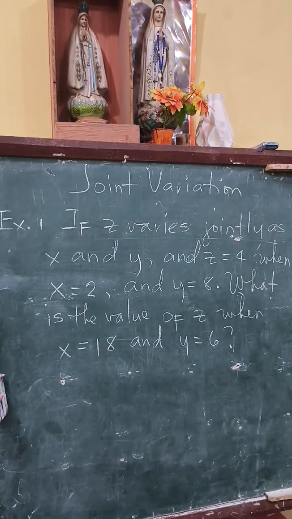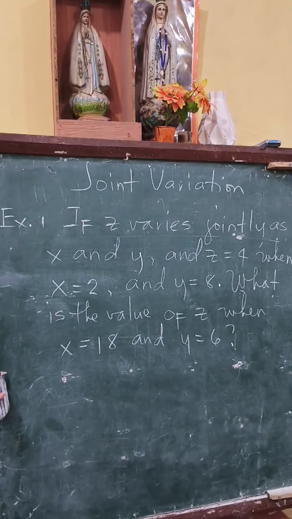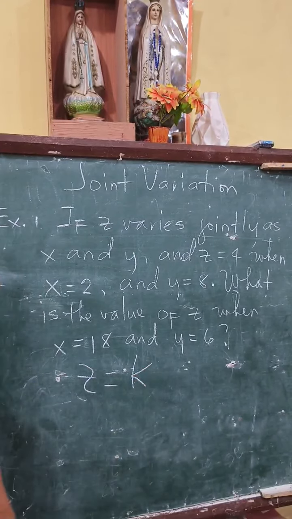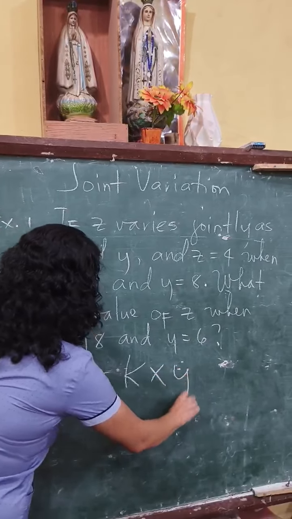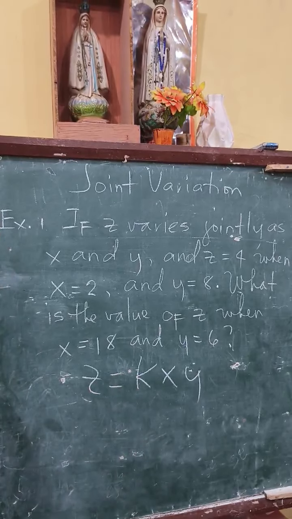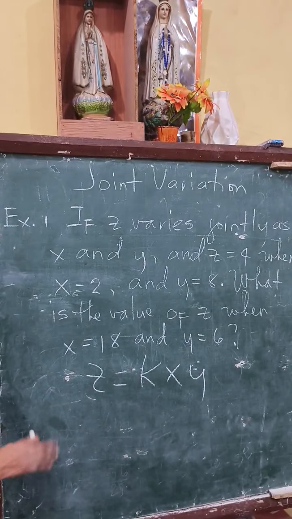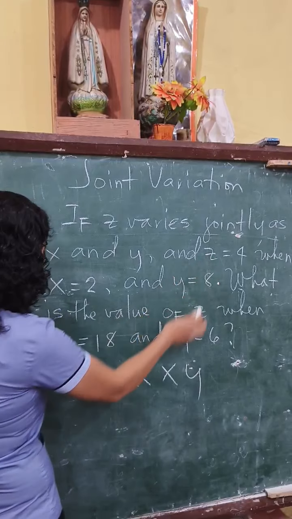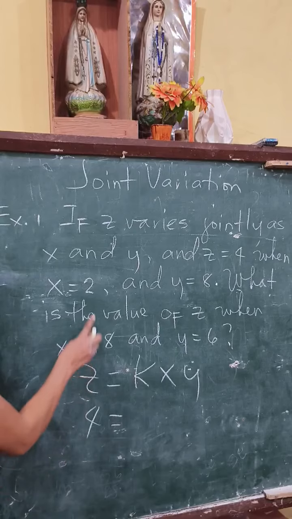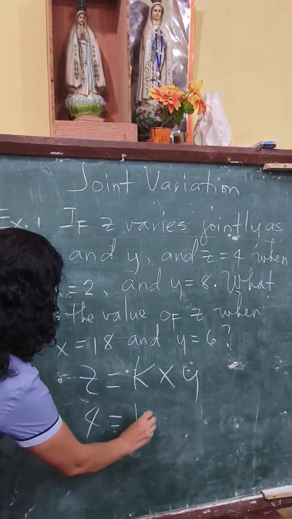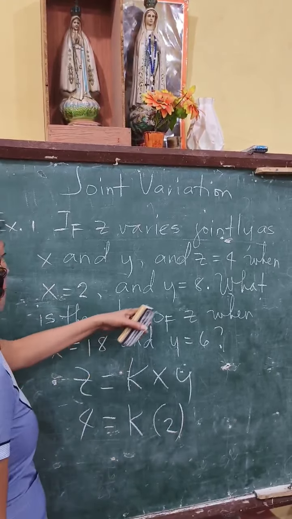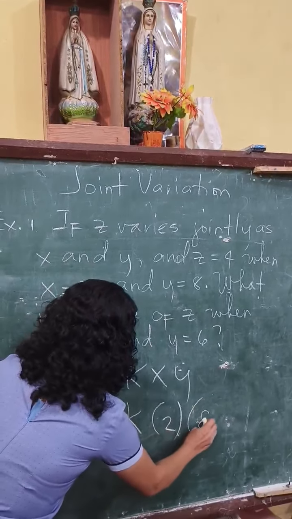This is all about joint variation. So here's an example. If Z varies jointly as X and Y, as you notice, there's a constant K here. All you have to do is substitute the given value of Z, which is 4, and replace the value of X, which is 2, and replace the value of Y, which is 8.